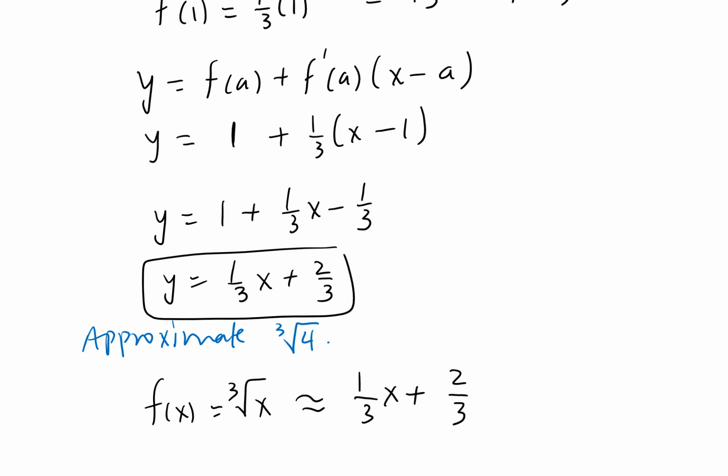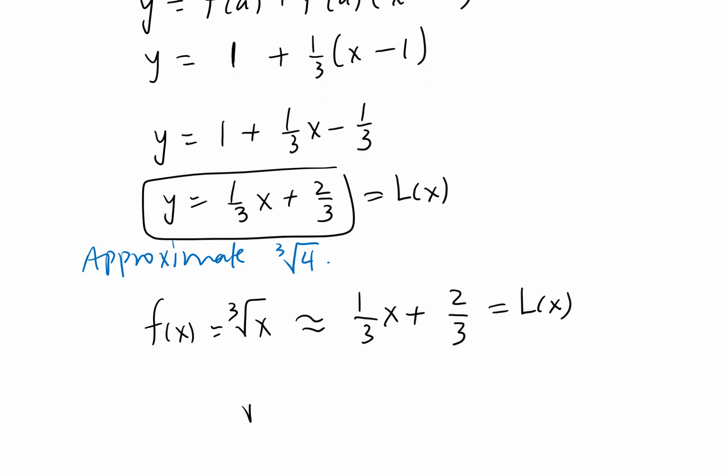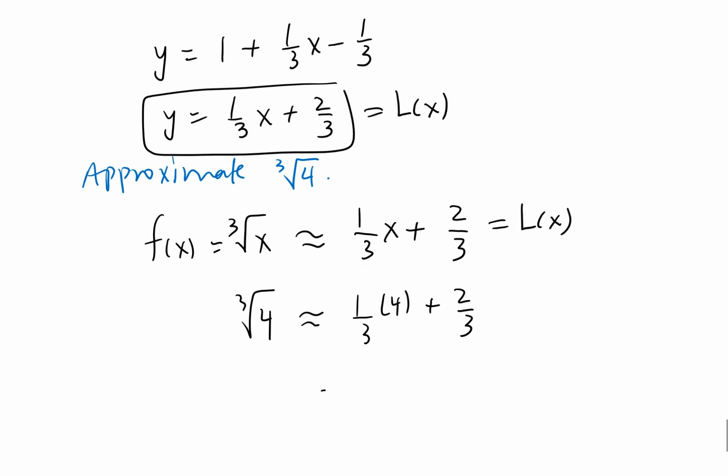A lot of people call this L of x. If I want to approximate the cubic root of 4 with no calculator, I can substitute x equals 4. And that would give us 4/3 plus 2/3. That's 6/3, which is 2.